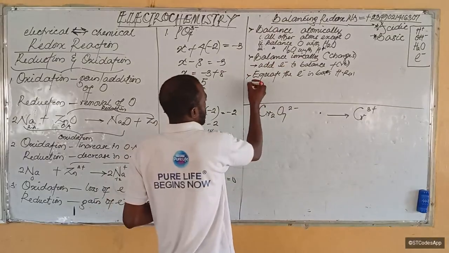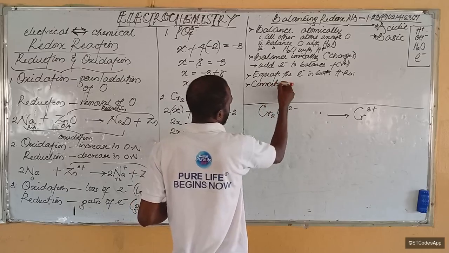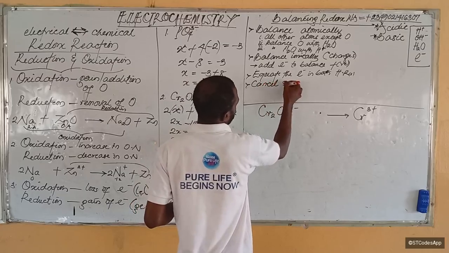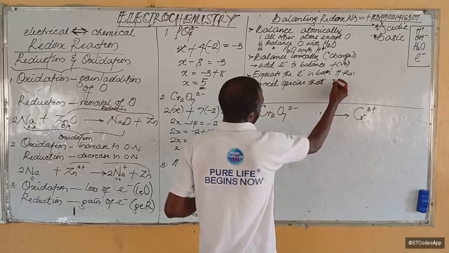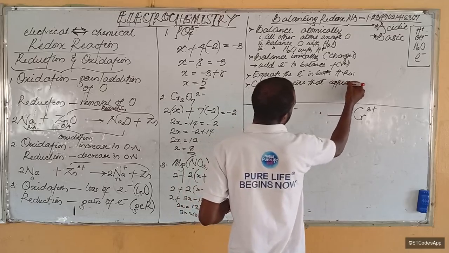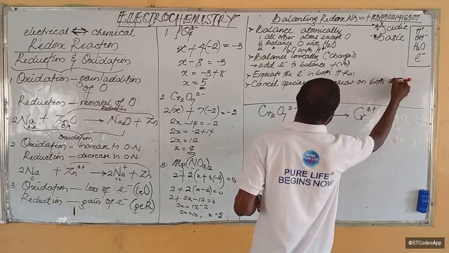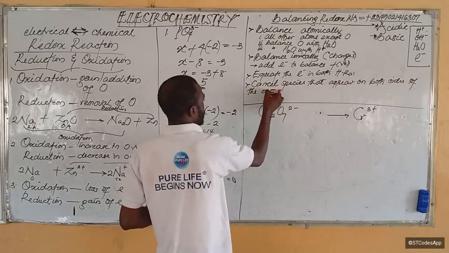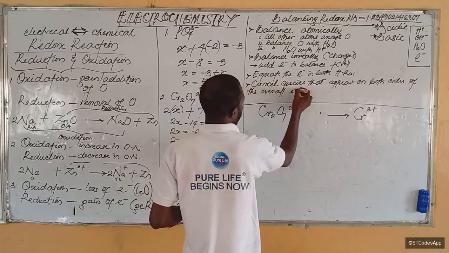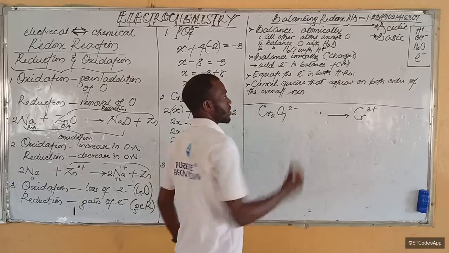After equating them, you now cancel out species that appear on both sides of the overall reaction. Okay? So this is primarily it.